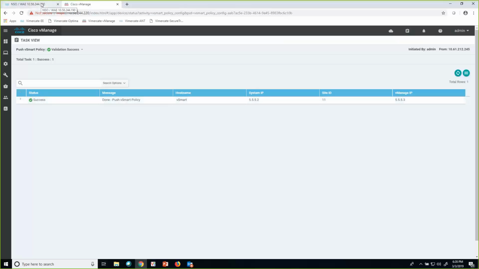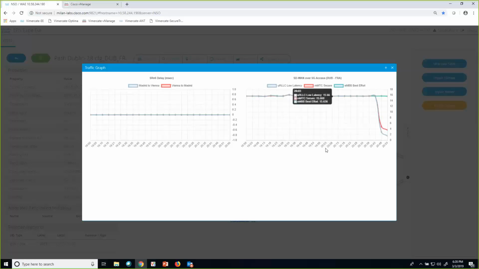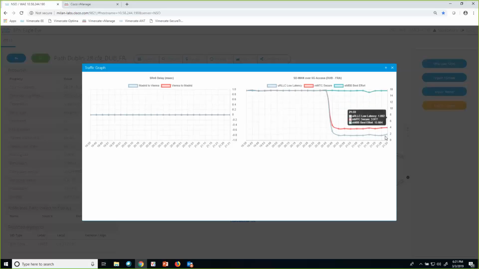Success. We come back to the previous graph on the portal, and now we see what has happened. We can see how my samples of latency for the three flows have dramatically changed. On one hand, I have my best effort traffic traversing the 15 millisecond path, which is the shortest path to Frankfurt. On the other hand, I have my red line that represents my secure sensitive traffic, my privacy sensitive traffic that goes to Frankfurt, avoiding London with a delay of around 3 milliseconds, and I have my absolute minimum delay for my delay sensitive application of around 1.8 milliseconds, which goes via London.